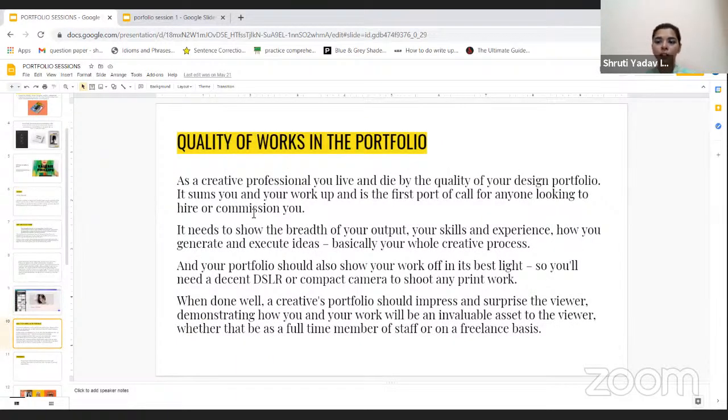Then when it comes to quality of works in the portfolio, it is very important. No matter how good you think your work is, if it has any faults which are quite obvious, or which a person with good technical knowledge will be able to figure out, please do not add it in your portfolio. Avoid any technical mistakes. Creativity is welcome, but you would not like to give a work which is flawed.